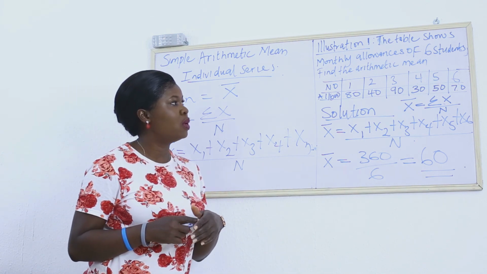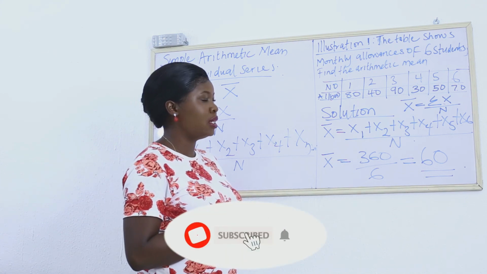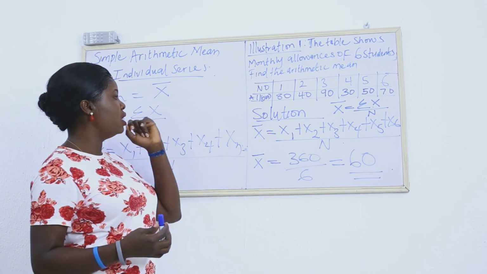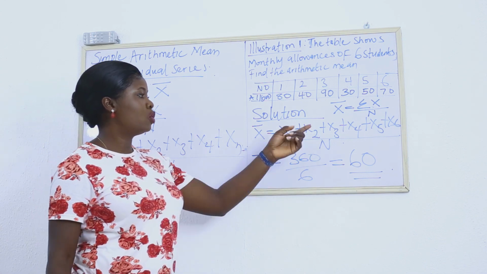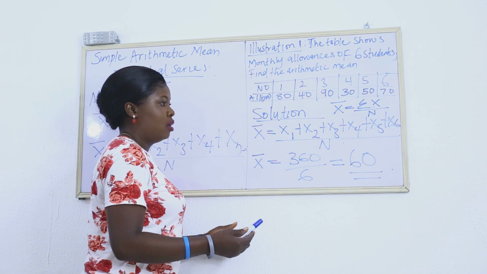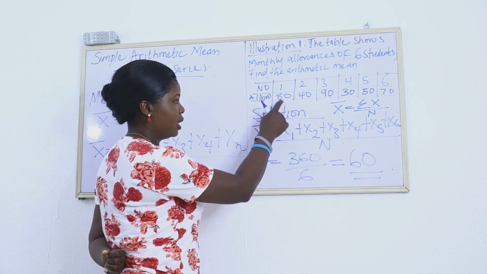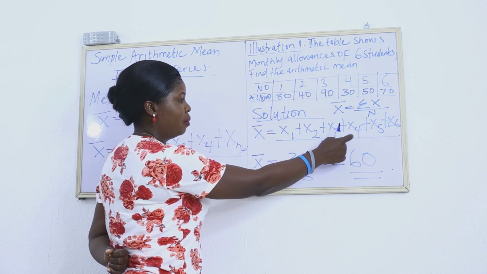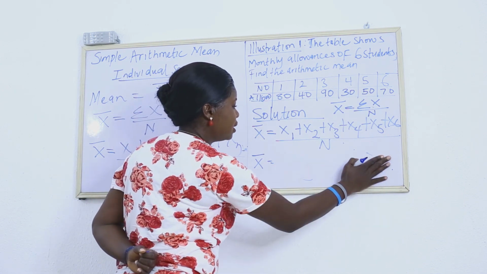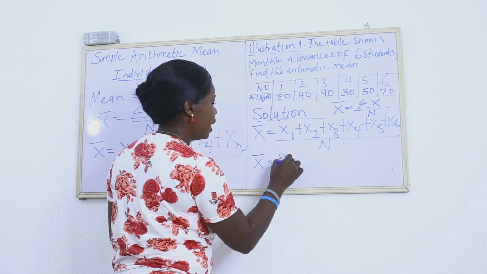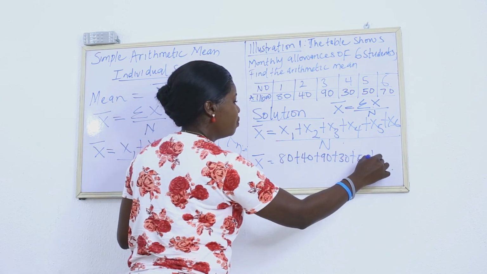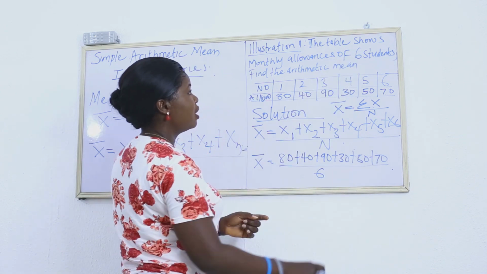If you look at illustration 1, it says the table shows monthly allowances of 6 students in thousands. These allowances are in thousands. Find the arithmetic mean. This kind of question can only be solved through the individual series, and the formula for the individual series is what? Bar x is equal to summation x all over n, and we have 6 students, so automatically bar x will be equal to x1 plus x2 plus x3 plus x4 then plus x5 then plus x6. I jumped a stage, and that stage is bringing all the values of x to there. 80 plus 40 plus 90 plus 30 plus 50 plus 70 all over 6, because they actually told us that the total number of students is 6.